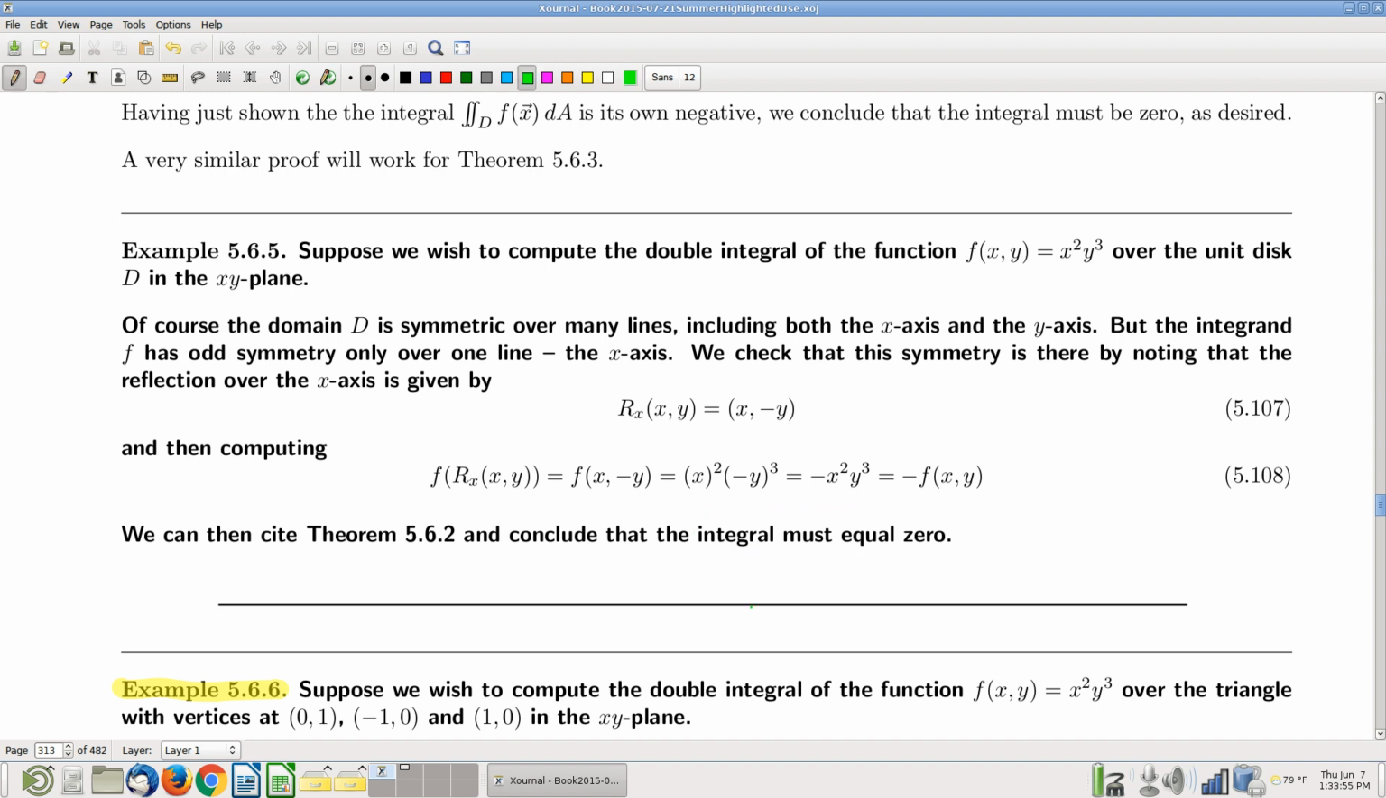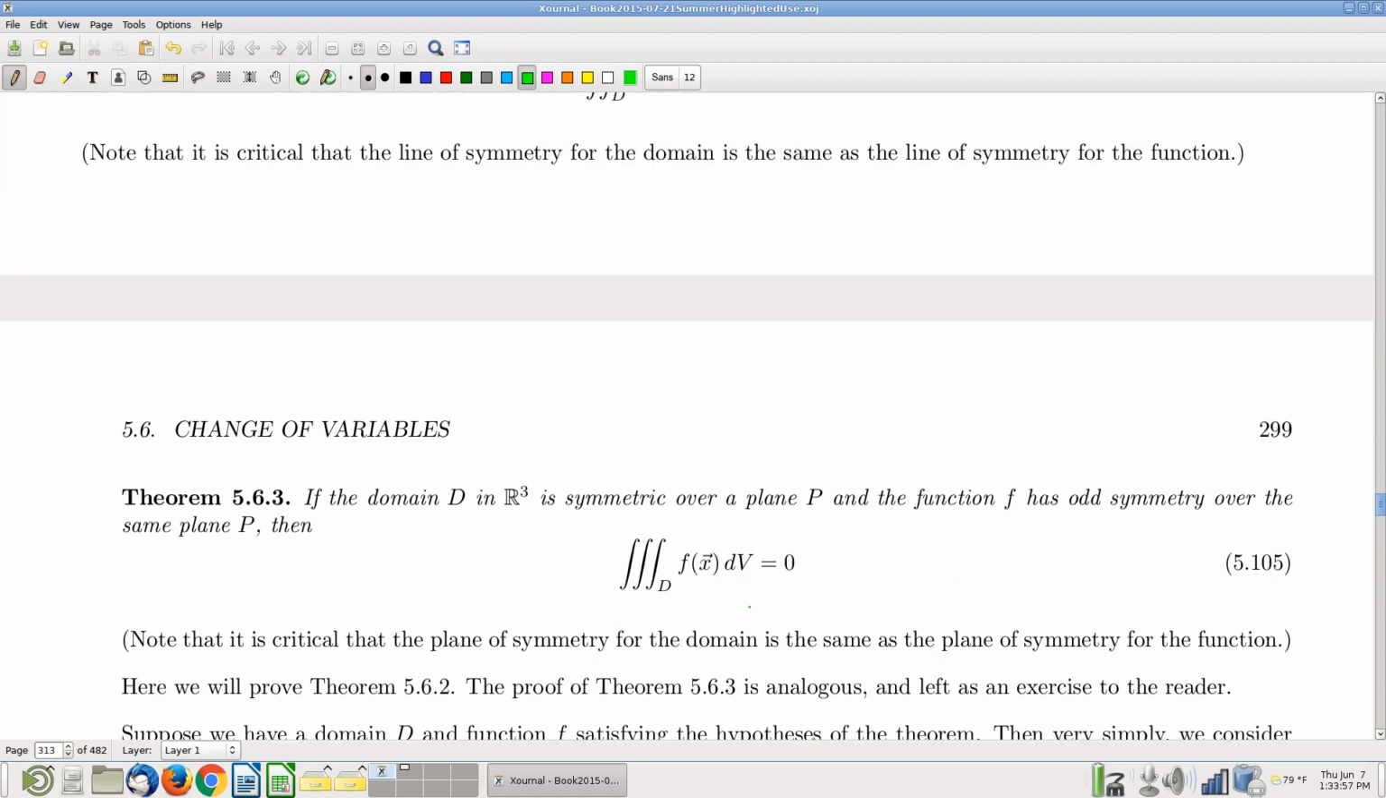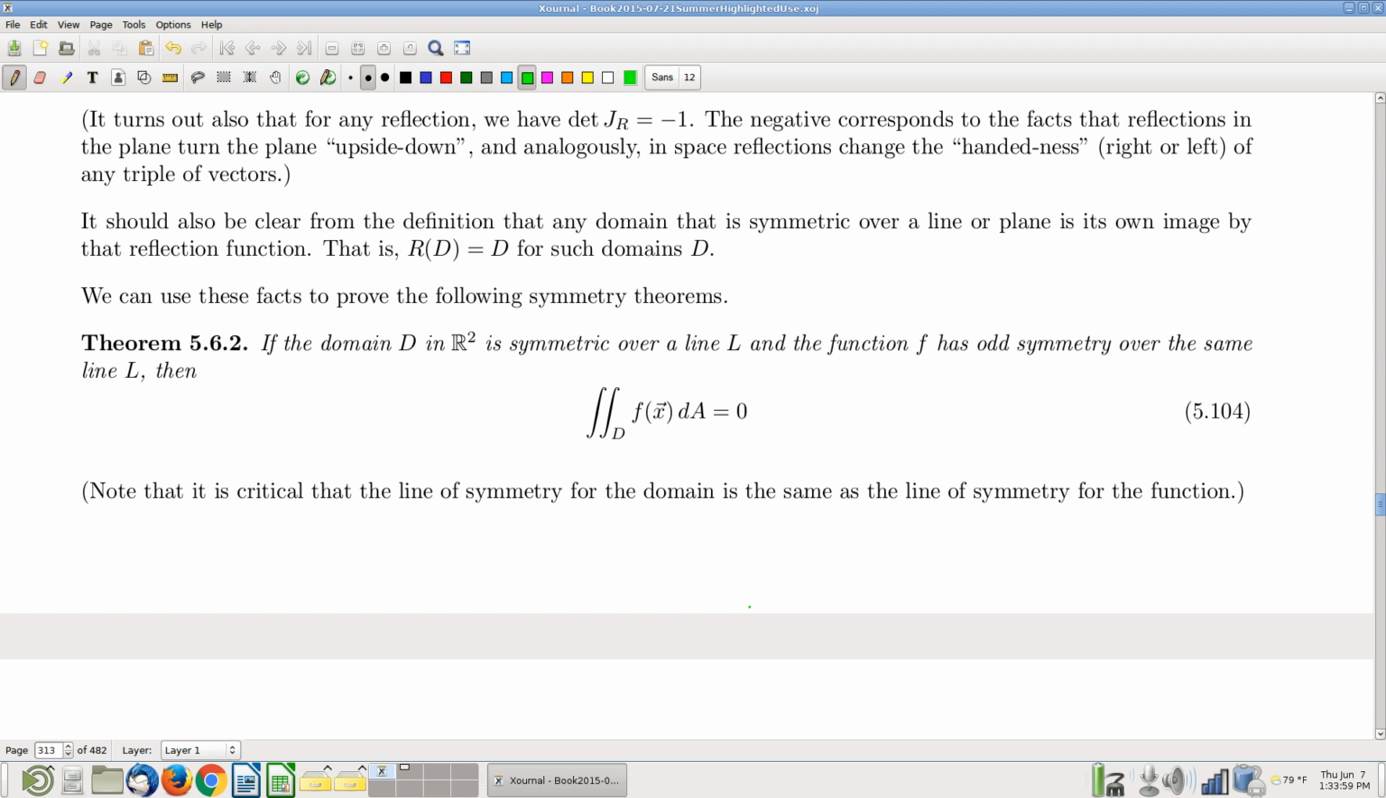Now, I want to put a little qualifier on that. I want to come back over to our statement of the theorem. This is more of a warning, I guess.